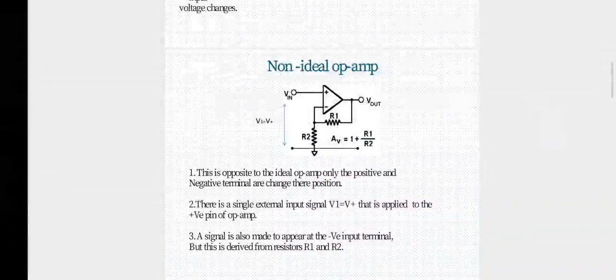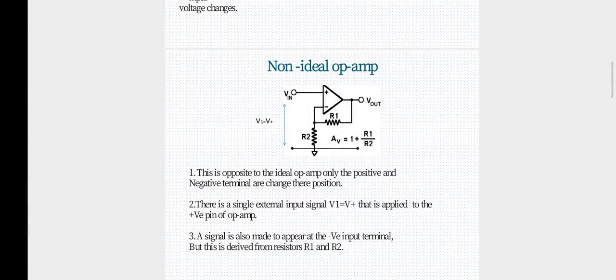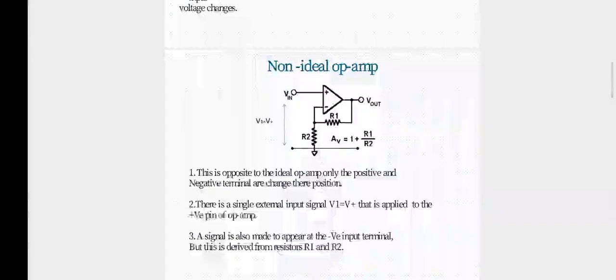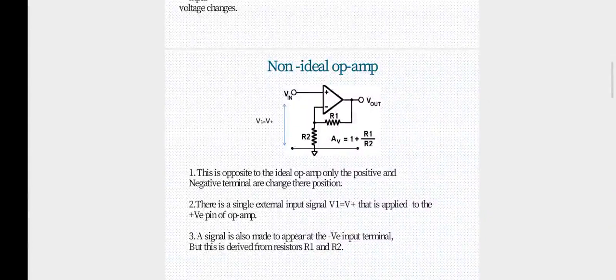Now the non-ideal op-amp. This is the opposite of the ideal op-amp. Only the positive and negative terminals have changed their positions. There is a single input V1 given to the positive terminal and applied to the plus pin of the op-amp. A signal is also made to appear at the minus input terminal, but derived from the resistances R1 and R2.